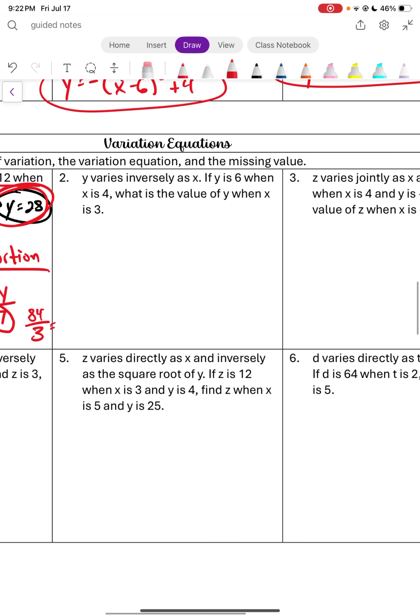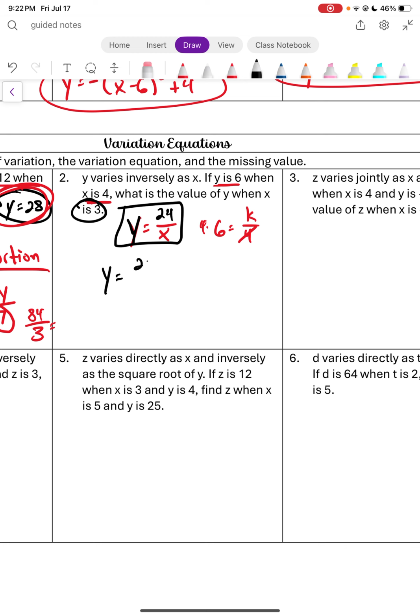Next one says y varies inversely as x. That's going to be y equals k over x. Inverse variation. Then they give you an example, y is 6 when x is 4. To figure out your constant, we're simply going to multiply by 4, and that gives me a constant of variation of 24. So let's go back and just simply change that. So there's my inverse variation equation. Now, they're not proportional. Be careful. What is the value of y? So now we're looking for our y value when x is 3. So all we're doing is plugging in a 3 for x. And when we plug in a 3 for x, we get a y value of 8.